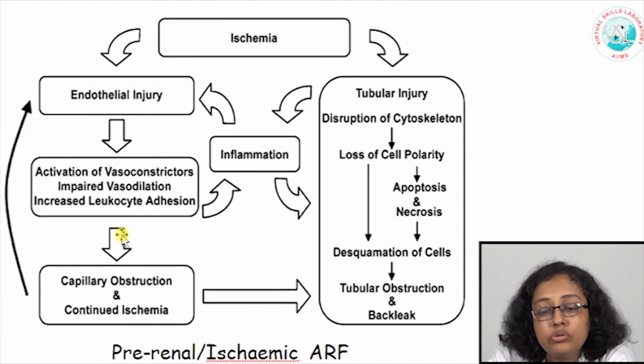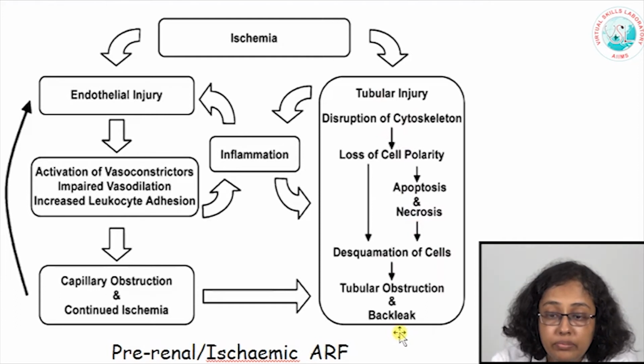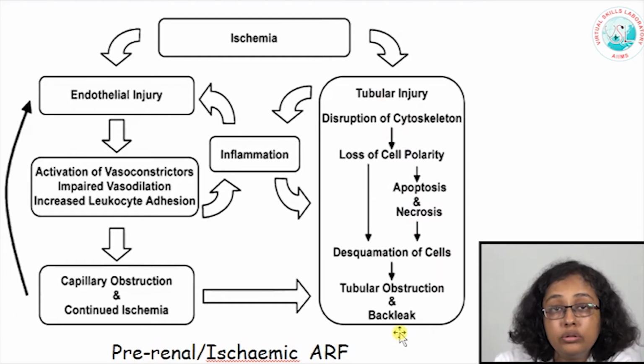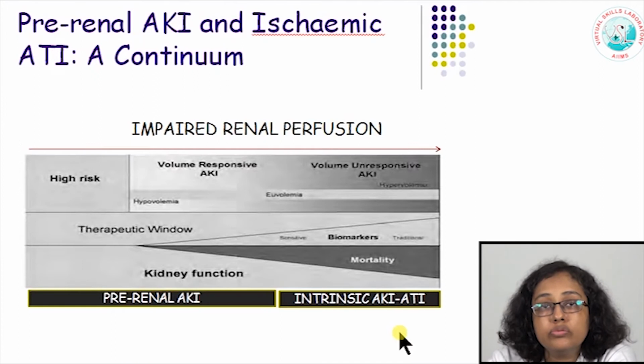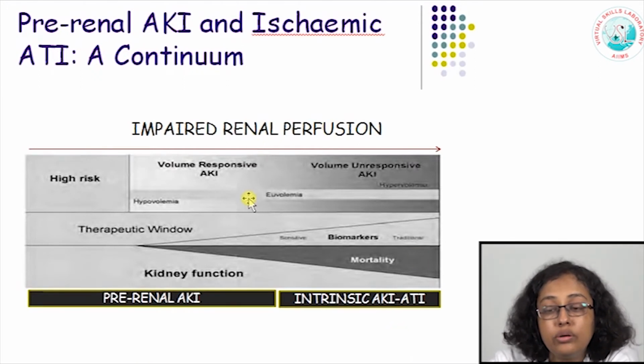Now, this activation of leukocyte adhesion factors leads to inflammation, which again causes endothelial injury. Now, the ischemia also causes tubular injury, which is the acute tubular injury. This leads to disruption of cytoskeleton, loss of cell polarity leading to apoptosis and necrosis, desquamation of cells, tubular obstruction, and back leak. So, both inflammation and ischemic injury are at play when the patient has a pre-renal or ischemic acute kidney injury. So, as I said earlier, any cause which causes pre-renal ARF or pre-renal AKI can also, if prolonged for sufficient period of time, lead to acute tubular injury and even acute tubular necrosis.